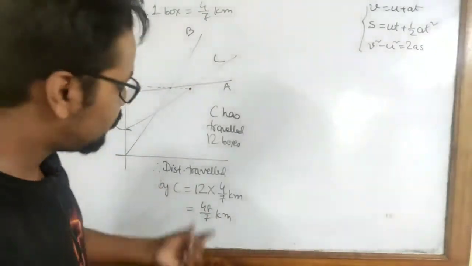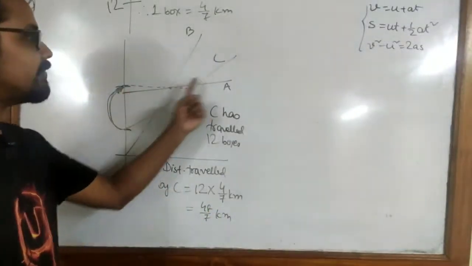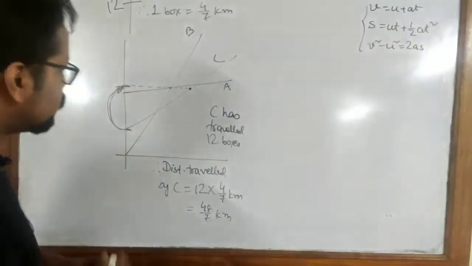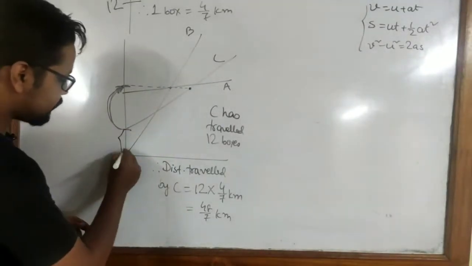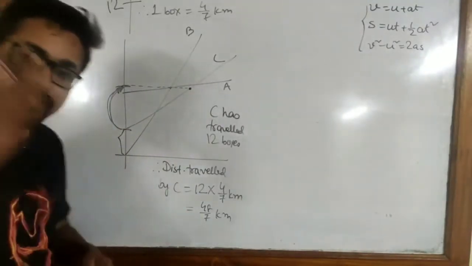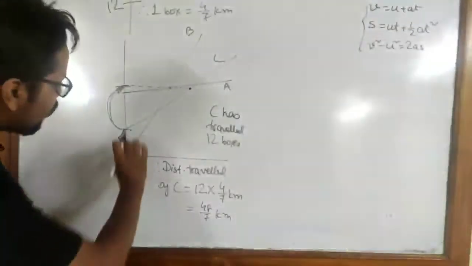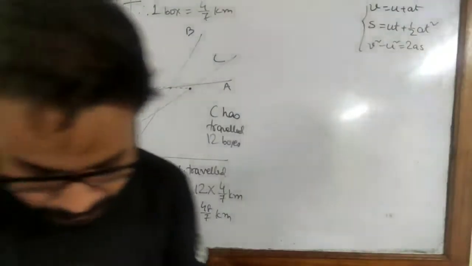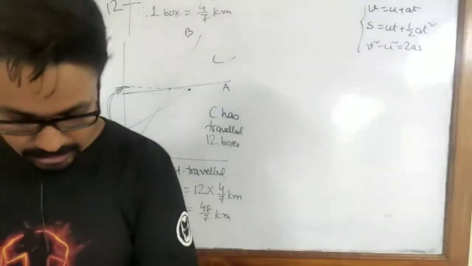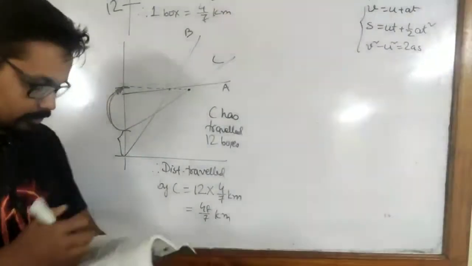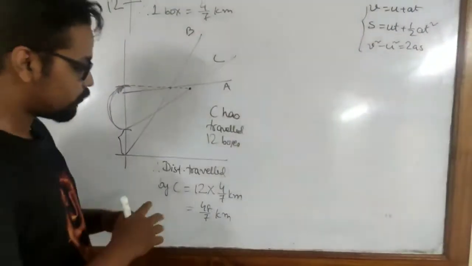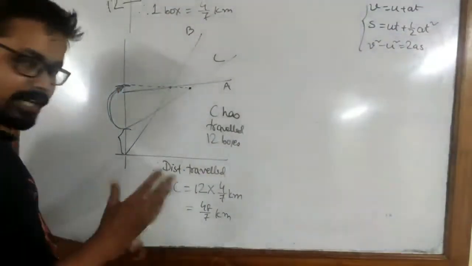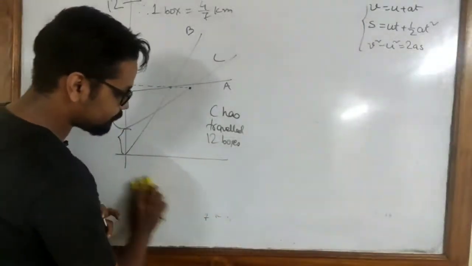Why is this not it? Because this is the distance traveled that is given in the graph. So C starts from here, right? Now this part is left. This is also the distance that C has already traveled. So you have to count this part also. So what is this part? This part means from here to 0. So how many boxes? We have 1, 2, 3 and 4. 4 more boxes.